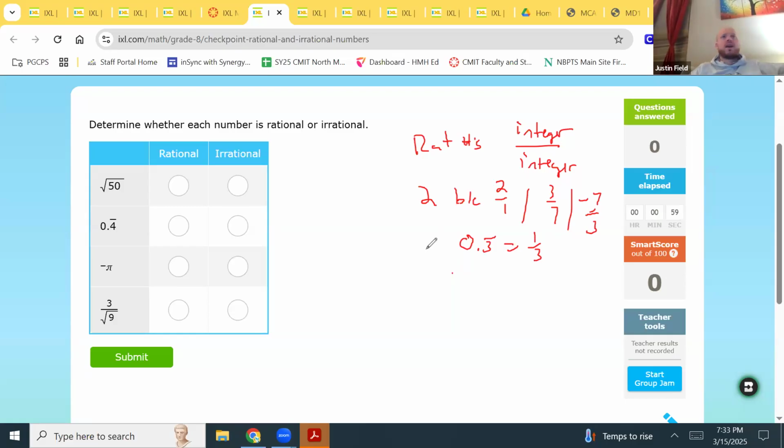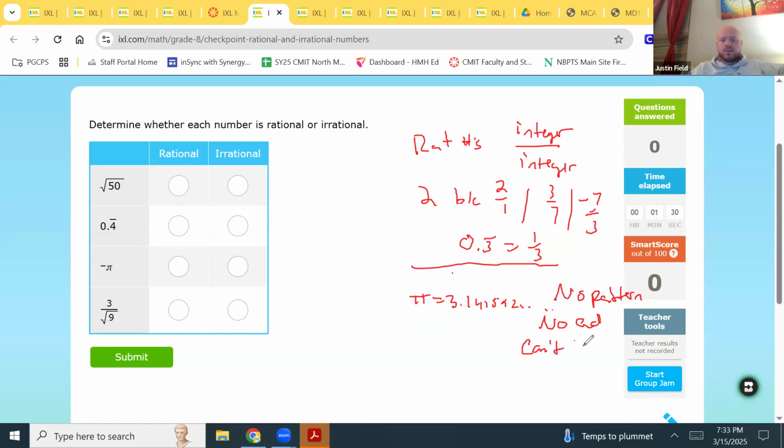And you would think, can't you write every number as a fraction? But no, there are very special numbers like pi, which is 3.141592, and it goes on forever, and it never has a pattern, right? No pattern, no end, and it can't be a fraction. You cannot write these as a fraction. You have to use special symbols or approximations.